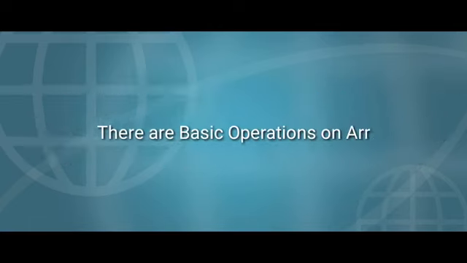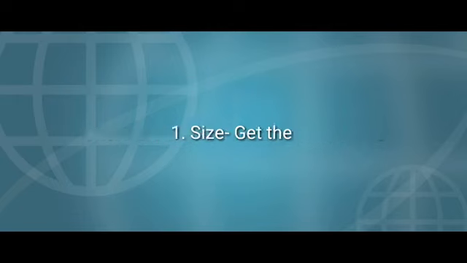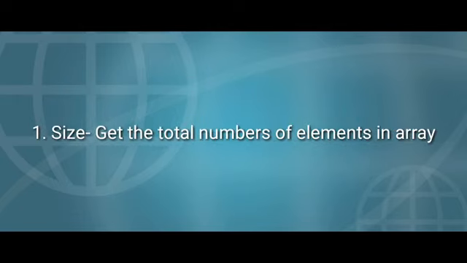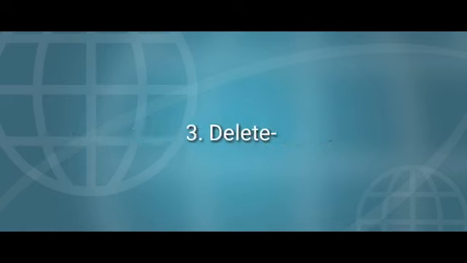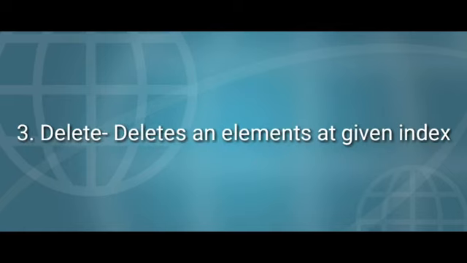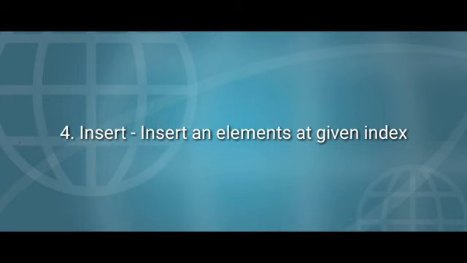There are basic operations on arrays. First is size. Get the total number of elements in the array. Second is get. Returns the element at a given index. Third is delete. Deletes an element at a given index. Fourth, insert. Insert an element at a given index.